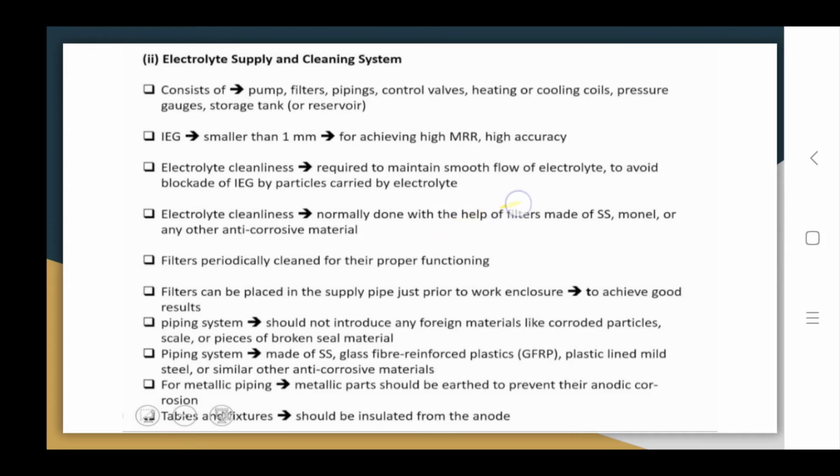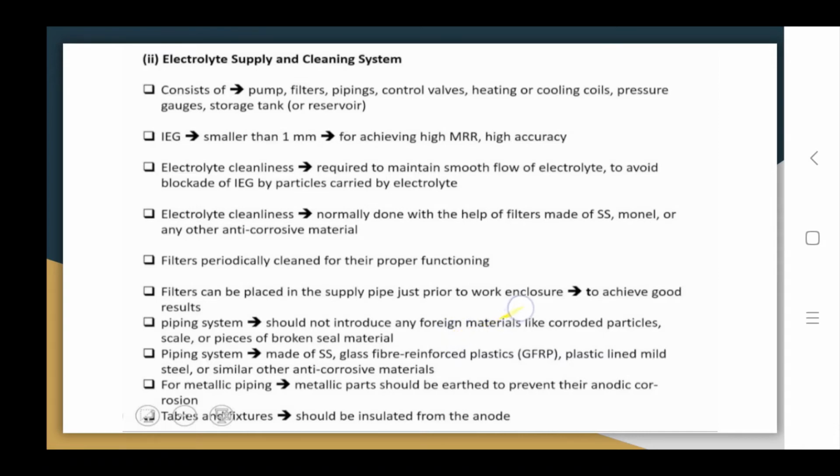To achieve good results, filters can be placed in the supply pipe just prior to the work enclosure. It should be ensured that the piping system does not introduce any foreign particles or materials like corroded particles, scales, or pieces of broken seal materials. That care we should take.